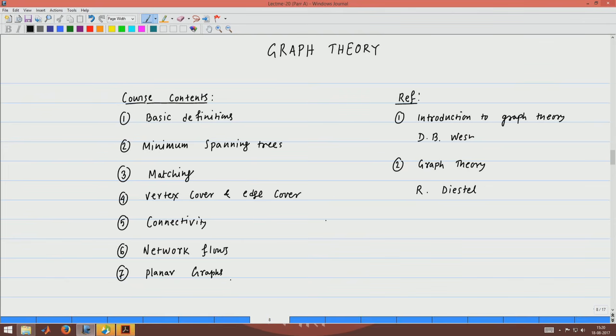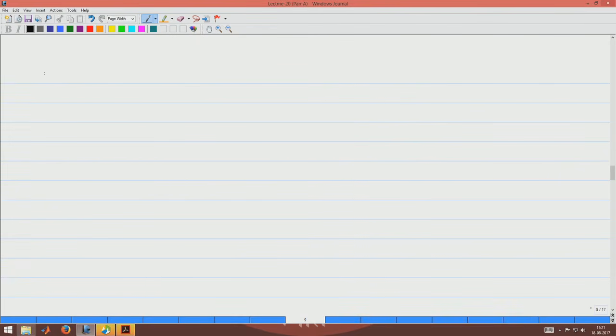And finally, we talk about planar graphs and graph coloring. So, we talk about vertex coloring, edge coloring and coloring planar graphs. The reference for this course is Introduction to Graph Theory by D.B. West, and the second reference is Graph Theory by R. Diestel. Let me start with the definition of graph.